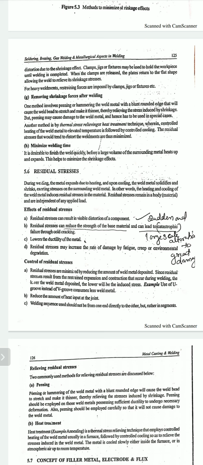What is residual stress? During welding the metal expands due to heat, and upon cooling the weld metal solidifies and shrinks, exerting stresses on the surroundings of the weld metal. In other words, the heating and cooling of the weld metal induce residual stresses in the material. The residual stresses remain in the body of the material and are independent of any applied load.